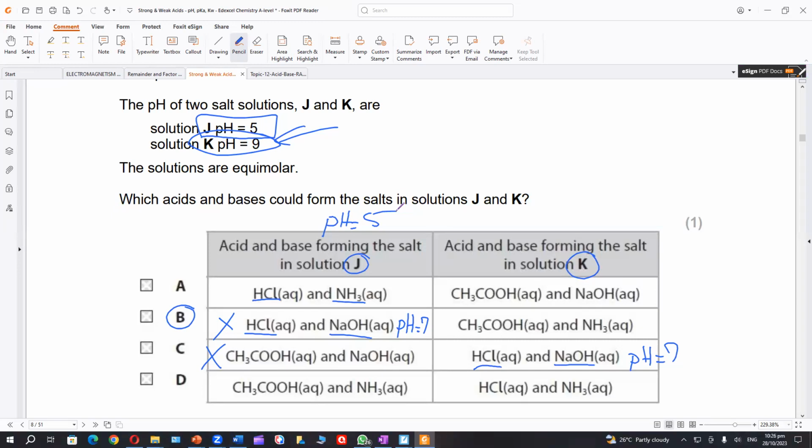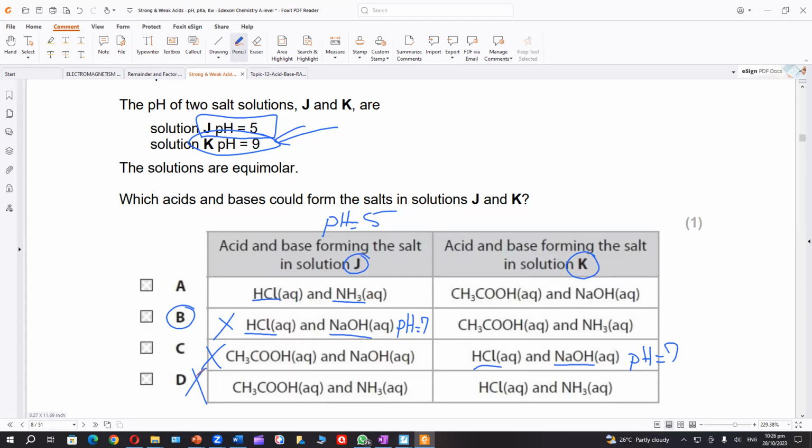So for D, what we want to discuss now is D. For D, it's a strong acid, and NH3 is a weak base. But for solution K, that can't be right, because if it's a strong acid and a weak base, it can't ever have reached 9. Yes, that's the point. You got the point now.